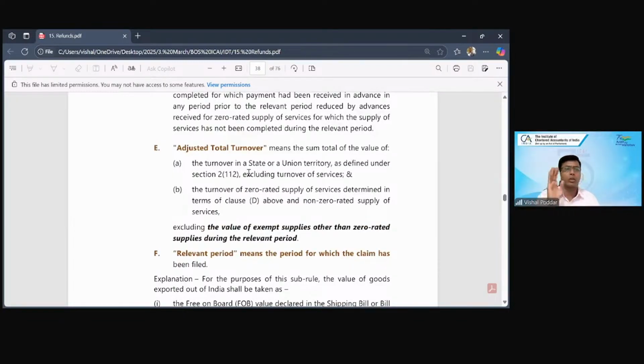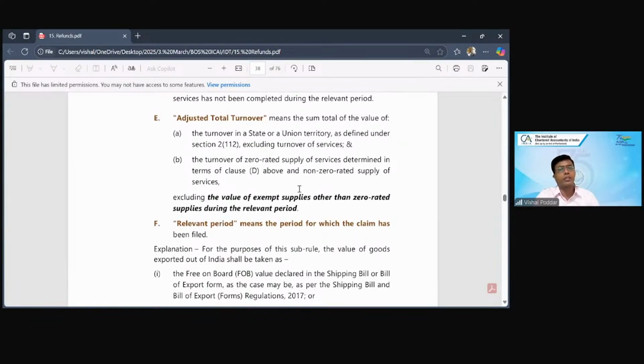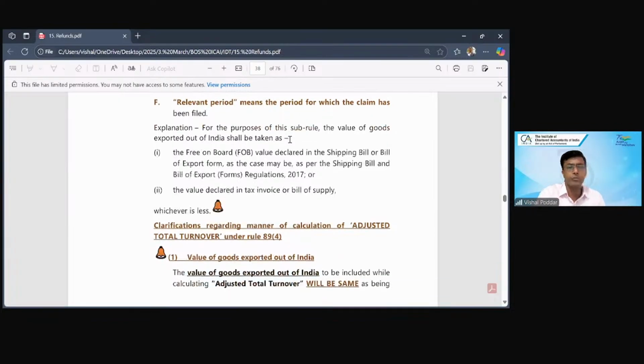So in short, what is total turnover? Total turnover means total turnover of goods plus services. In the A part, they have covered only goods, that is excluding service. In the B part, they have covered services. Excluding the value of exempt supplies other than zero rated supplies during the relevant period. So this is the definition of adjusted total turnover. And then what is the relevant period? Relevant period means the period for which you are making this application.